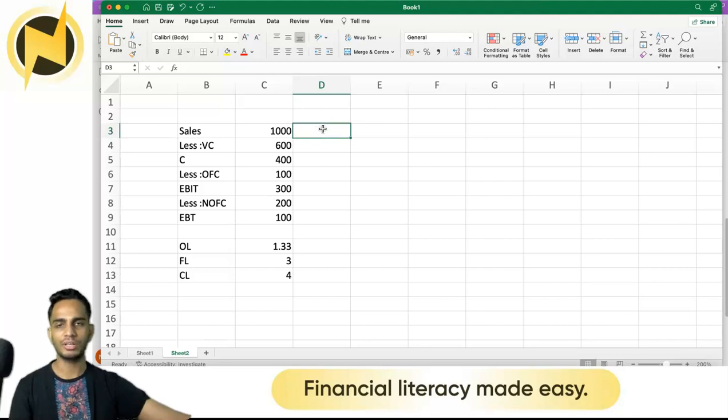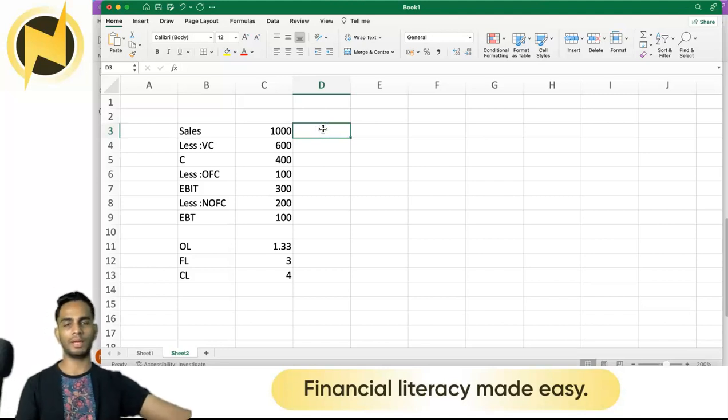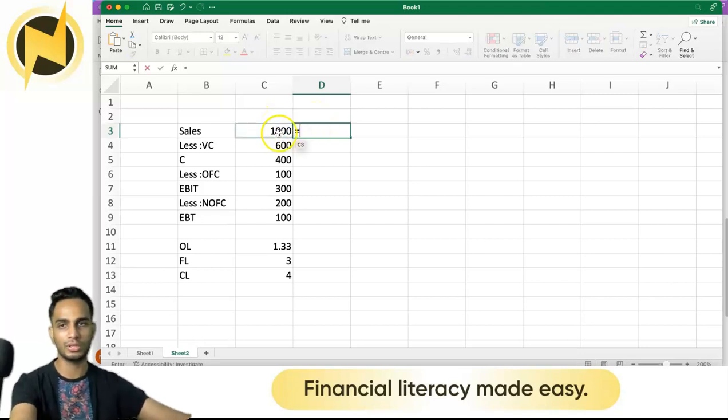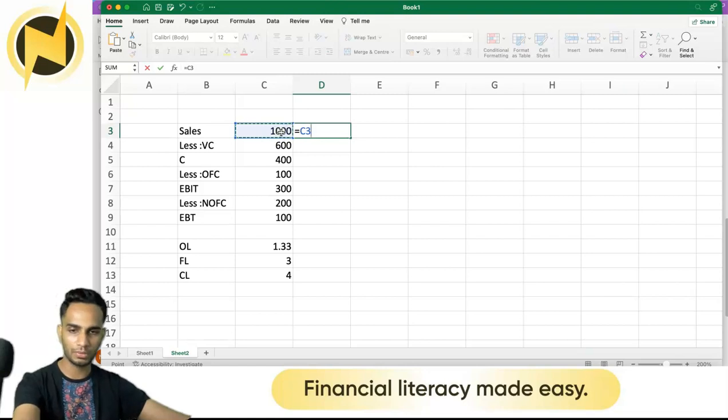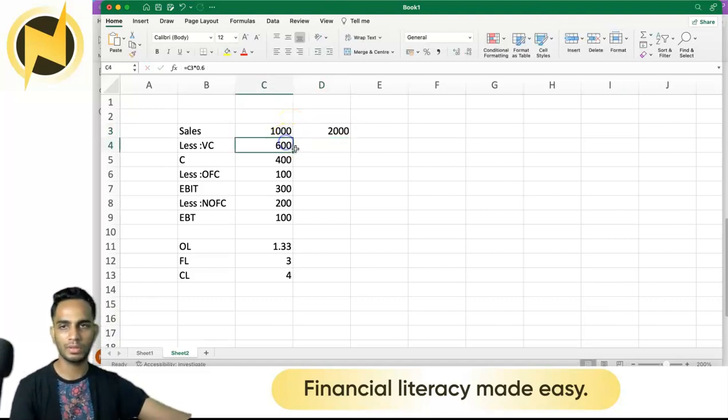So let's check. I'm going to move sales by one time. 1,000 is sales currently. I'll move sales with another 1,000. So sales will go to 2,000. Sales become 1,000 into 2. So variable cost at 60% will be 1,200.